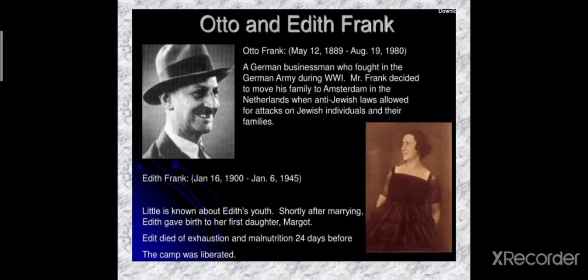And coming to Anne Frank's parents, her father's name is Otto Frank and mother's name is Edith Frank. Otto Frank was a German businessman who fought in the German army during World War I. And later on, Mr. Frank decided to move his family to Amsterdam in the Netherlands when anti-Jewish laws allowed for attacks on Jewish individuals and their families.